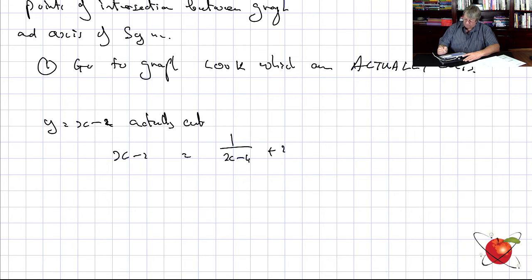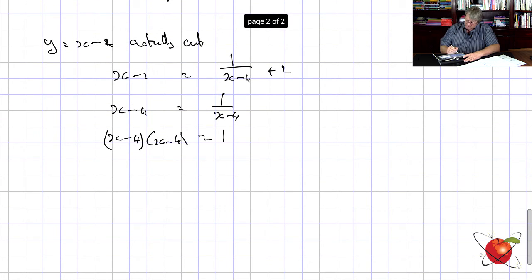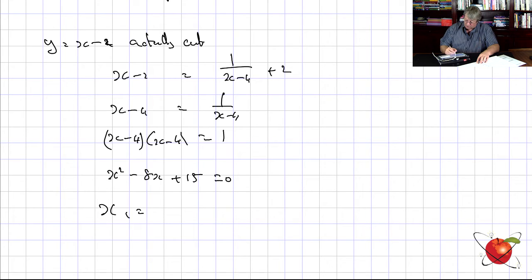plus 2. All right, there are formulae you can remember. Take the 2 over that side. You get x minus 4 is 1 over x minus 4. x minus 4 times x minus 4 equals 1. You note there's a similarity always with these, obviously, because we're working with an axis of symmetry. And we're going to get x squared minus 8x plus 15 is equal to 0. And if I solve it, I get x equal to 5 and x equal to 3.